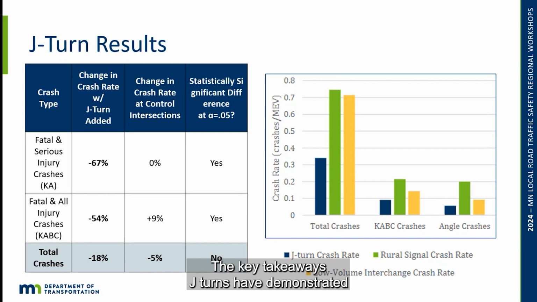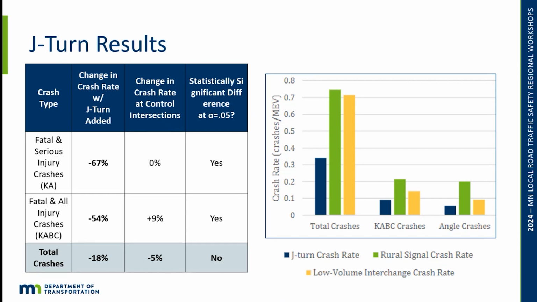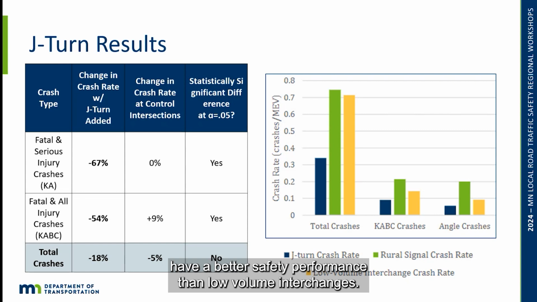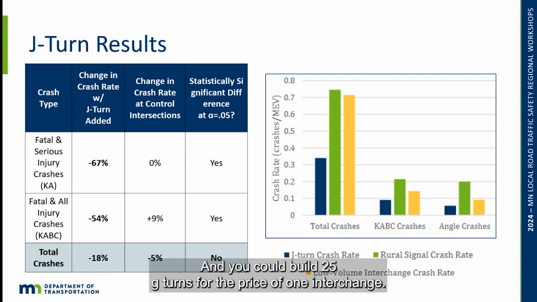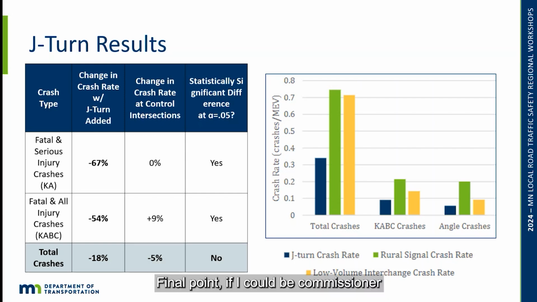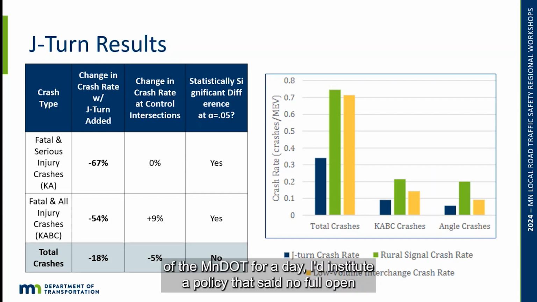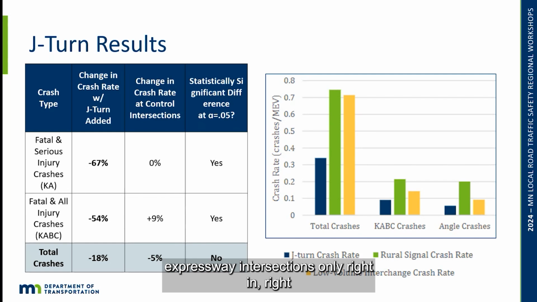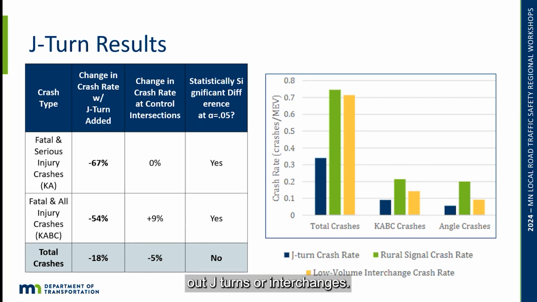The key takeaways: J-turns have demonstrated a great crash reduction, have a better safety performance than low-volume interchanges, and you could build 25 J-turns for the price of one interchange. Final point: if I could be commissioner of the MnDOT for a day, I'd institute a policy that said no full open expressway intersections, only right in, right out, J-turns, or interchanges.